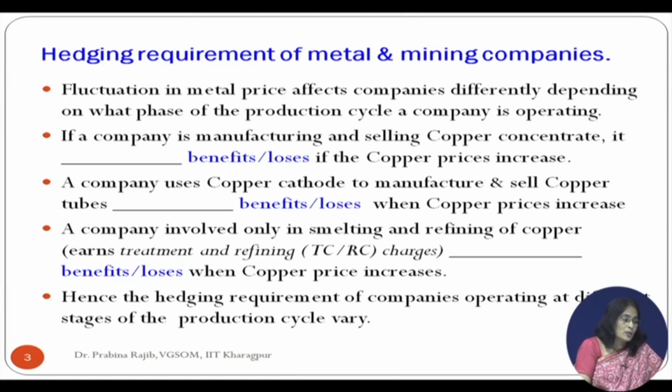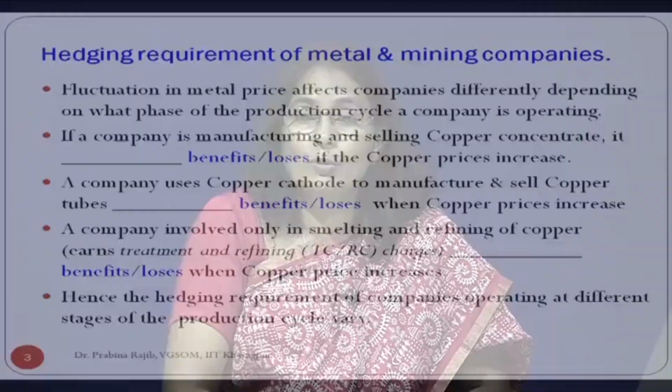Let's say a company uses copper cathode to manufacture and sell copper tubes. What would be its profit or loss if the copper price increases? Will it gain or will it lose? The answer is this company is going to lose if the copper price increases, because it will be buying copper at a higher rate, and if it is not able to commensurately pass on this price increase to customers, its profit is going to take a hit. So when the copper price increases, a copper cathode buyer and copper tube manufacturing company will incur a loss.